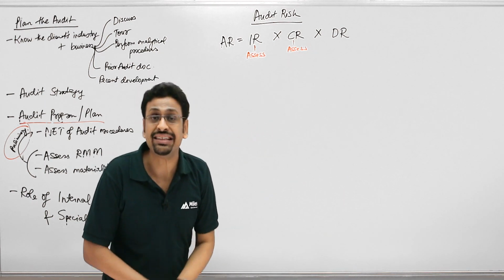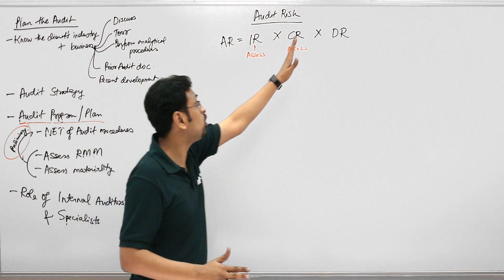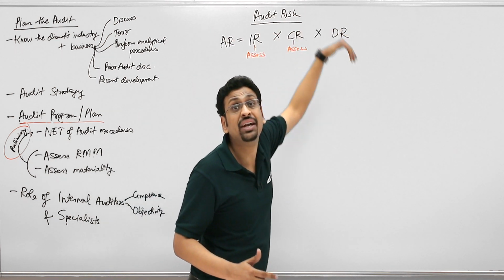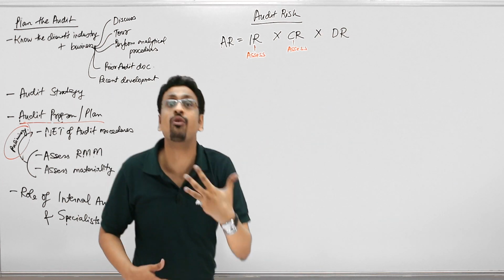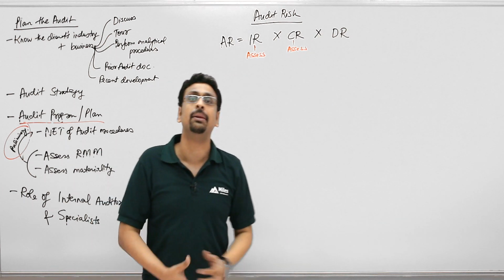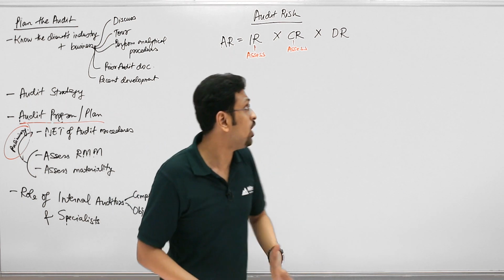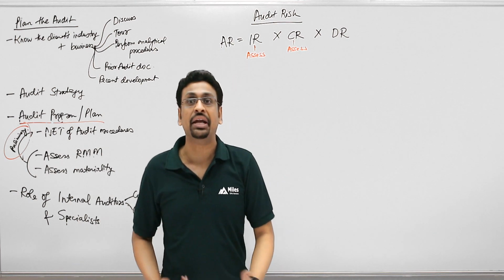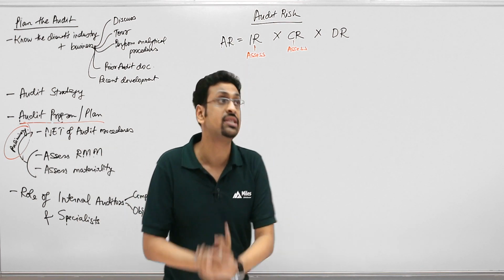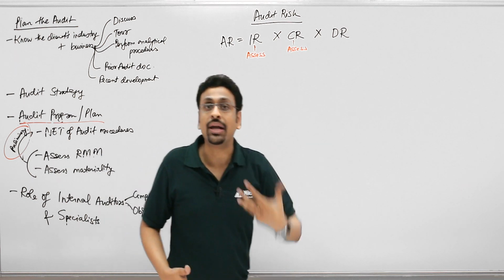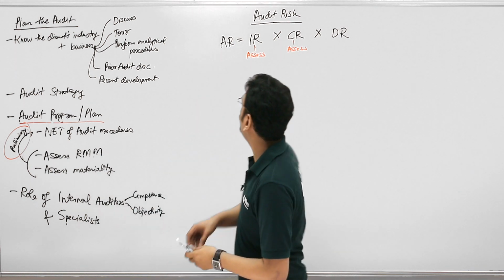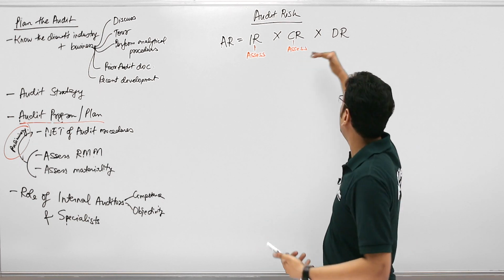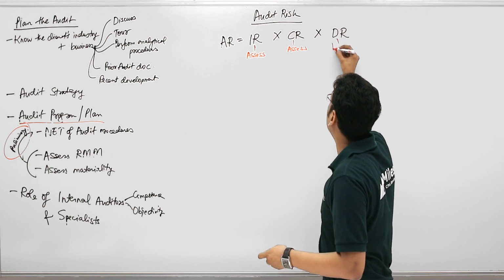But if the client's internal controls are bad and control risk is high, to minimize our audit risk, we have to keep the detection risk low. That means we have to do more work. We cannot afford to miss a material misstatement. Now, we'll talk about it in detail when we're doing substantive tests. Substantive tests contain tests of details as well as analytical procedures, which help us understand what our detection risk is. Now, as I told you, as auditors, we assess inherent risk, we assess control risk. Detection risk is something that we determine.